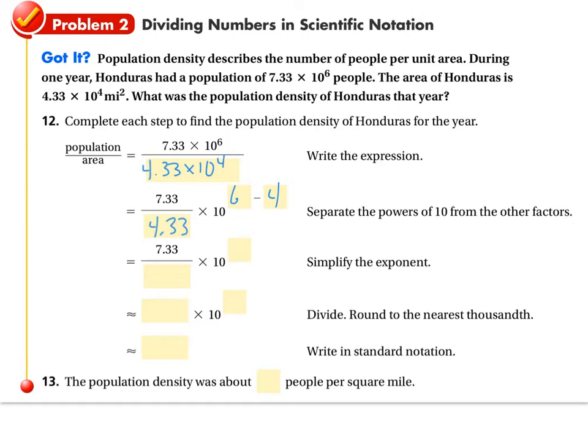Go ahead and simplify the exponents, which is 10 to the 2. And then we'll divide, keeping our 10 to the 2, round to the nearest thousandth, and then rewrite the problem in standard notation.